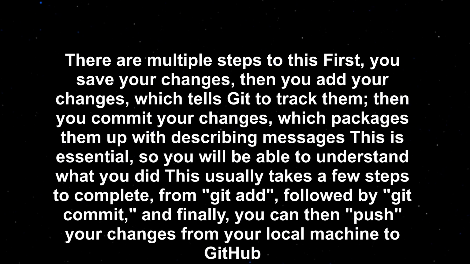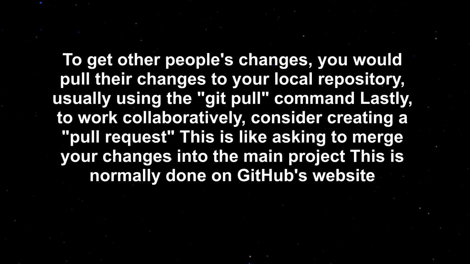This usually takes a few steps to complete, from git add, followed by git commit, and finally, you can then push your changes from your local machine to GitHub. To get other people's changes, you would pull their changes to your local repository, usually using the git pull command.